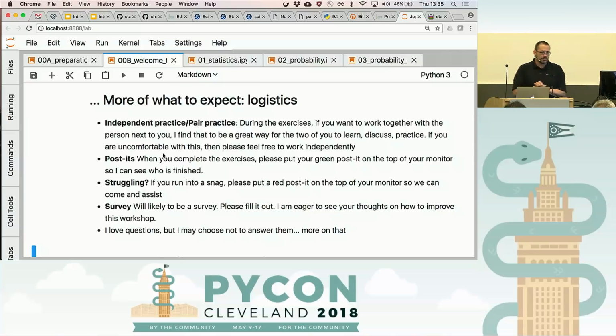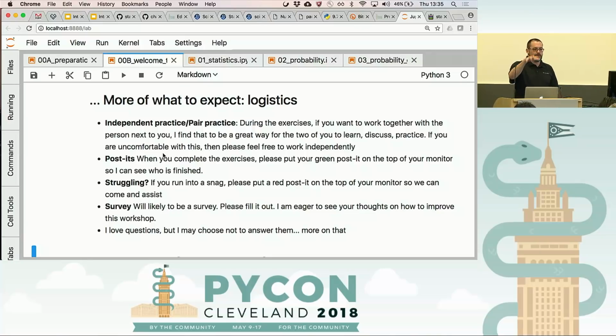We're going to distribute some Post-it notes for you. When you get to the end of a period of exercises, you put your Post-it note at the top of your monitor so I can look out. When I see a sea of green, I know it's time to move on. If you run into a problem, you'll have a red Post-it note that we'll hand out to you.